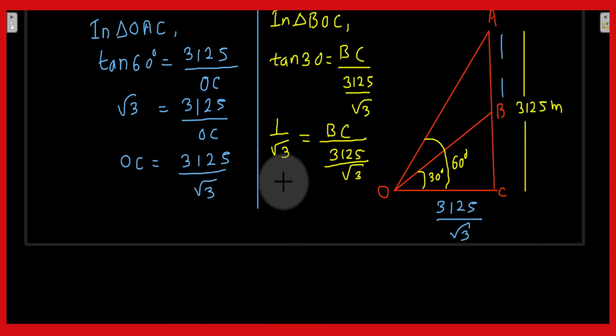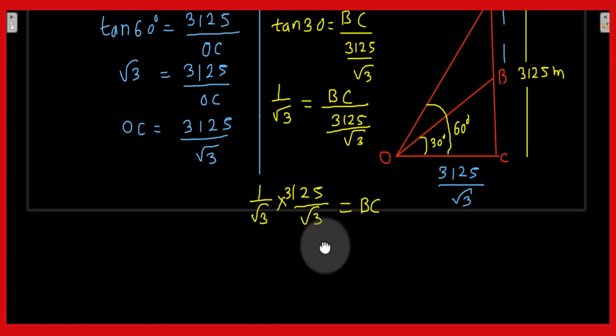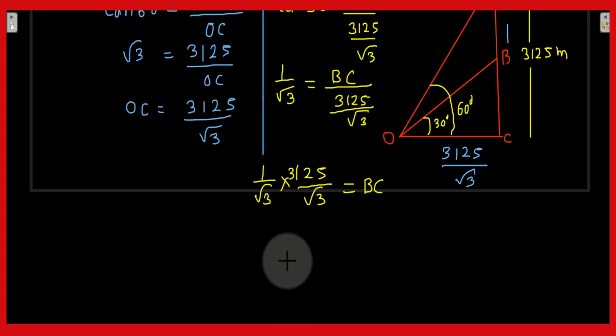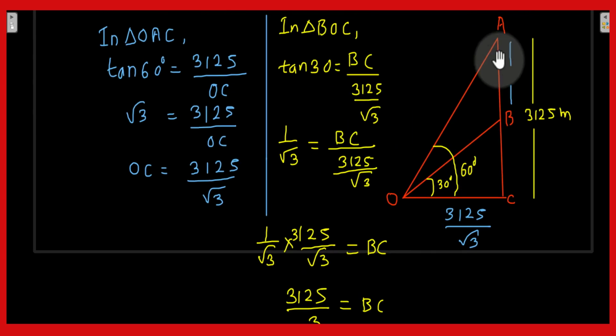So here friends, we will solve this. If you take this to this side, it will be 1 upon root 3 multiplied by 3125 upon root 3, that is equal to BC. And now here root 3 into root 3 will be 3. So that will be 3125 upon 3, which is equal to BC. So we have got this BC, but what we have to find is the AB distance.